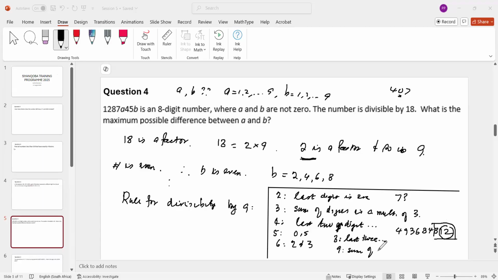the sum of the digits must be divisible by 9. Just as in 3, right? 3 and 9 have the same kind of pattern. For 3, the sum is divisible by 3. For 9, the sum is divisible by 9. So here it means that this thing is a multiple of 9, which means that the sum of all these digits must be too. Let's just add them quickly: 1, 2, 8, 7, 4, 5, you get 27. Those are the known digits. And the other two are A and B, so 27 plus A plus B is a multiple of 9.